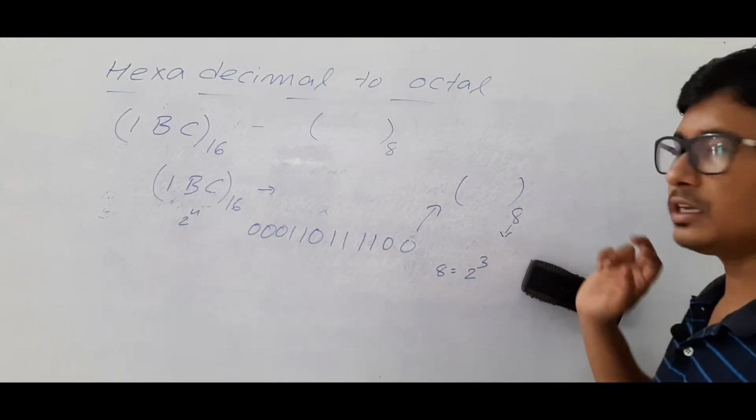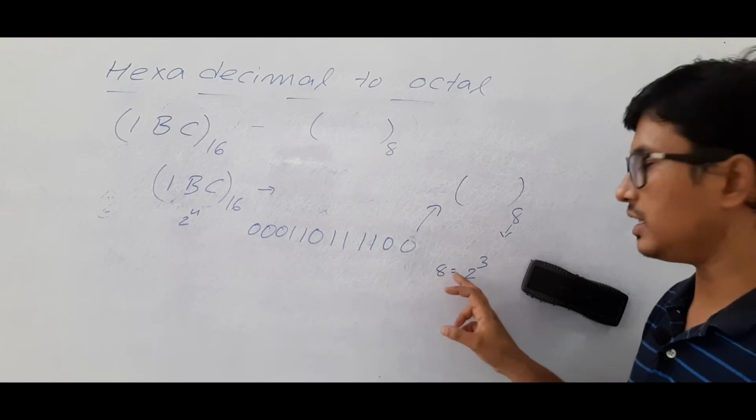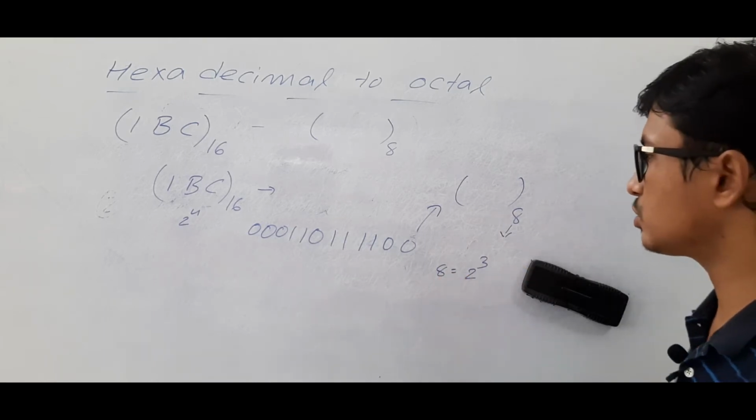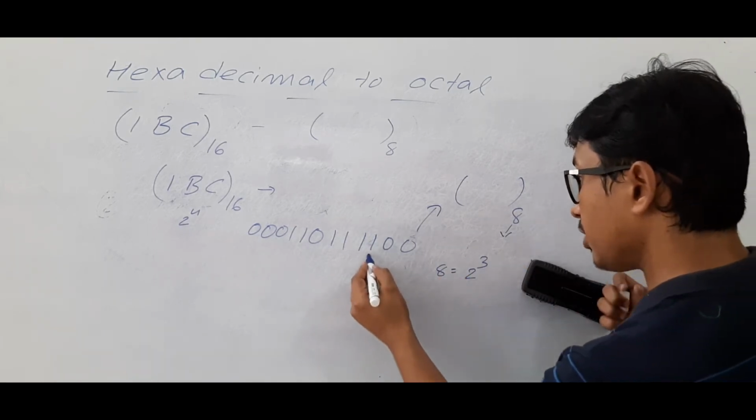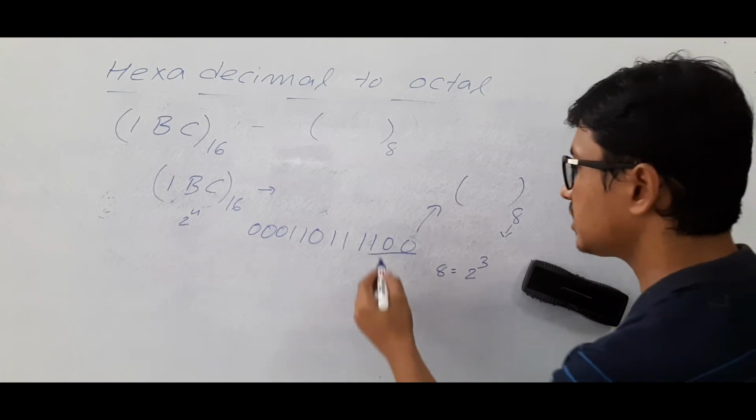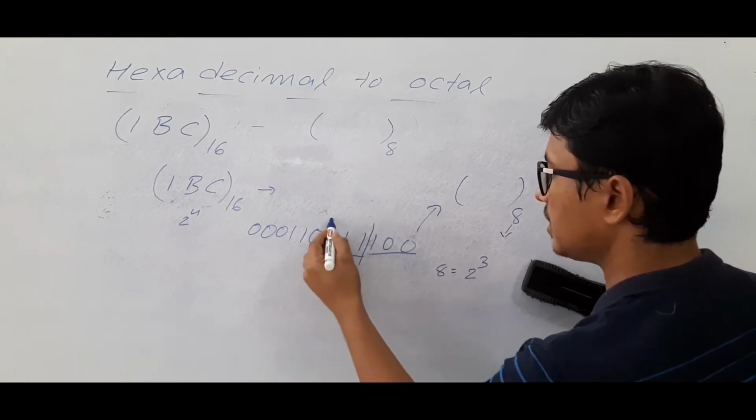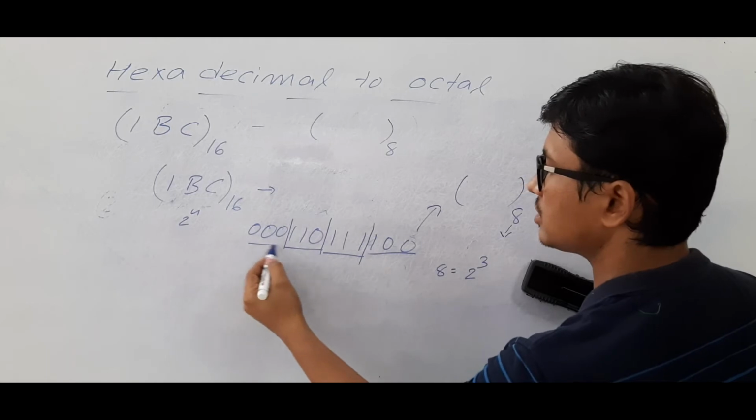Now take an octal number, which is base 8, which can be represented as 2 power 3. So the meaning is that from this binary number you take 3 bits, separating it into groups of 3 bits.